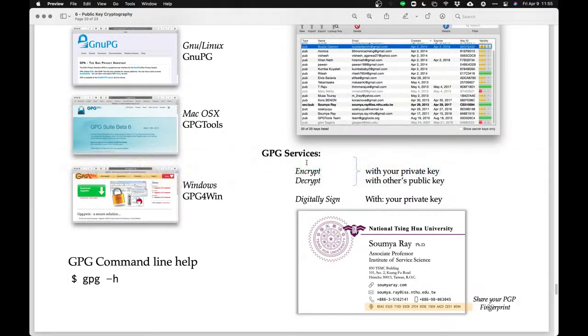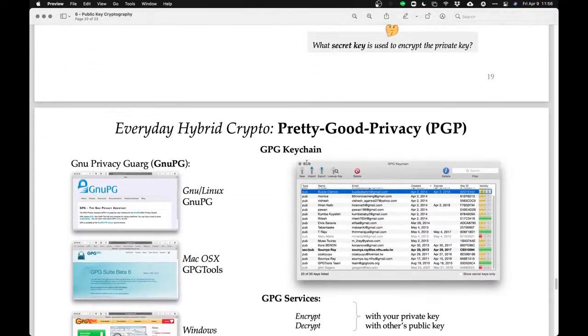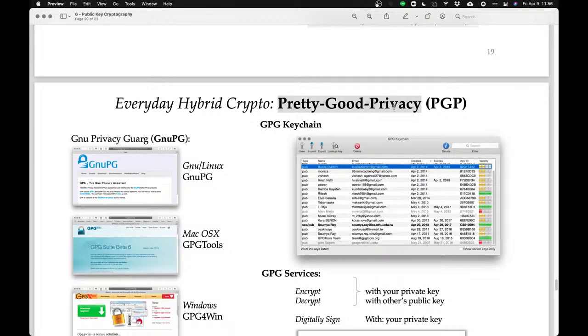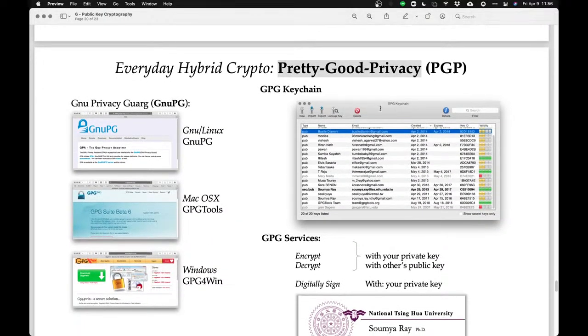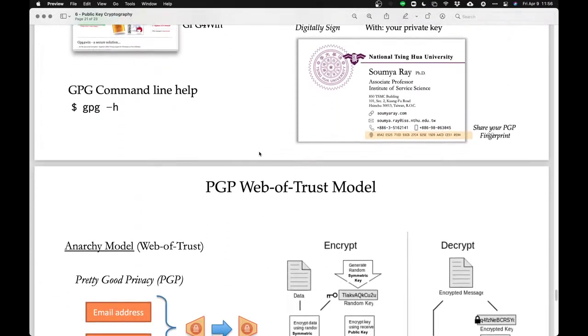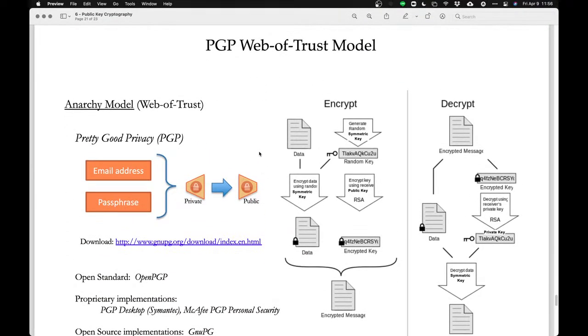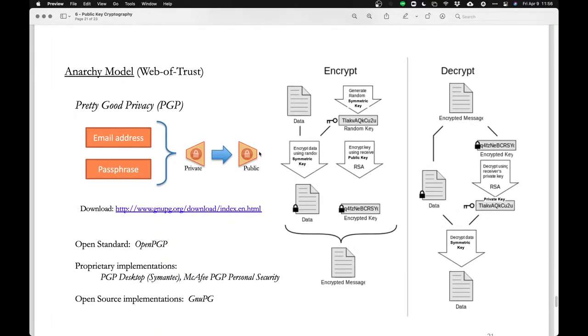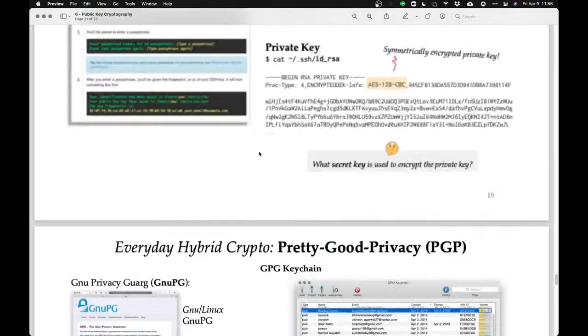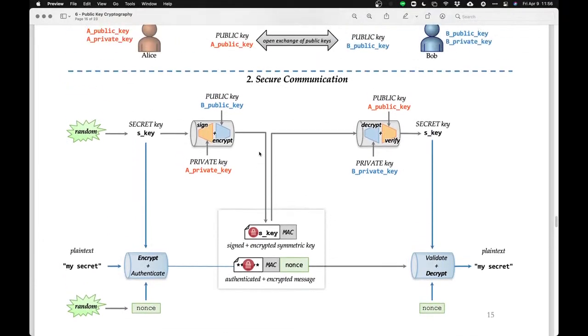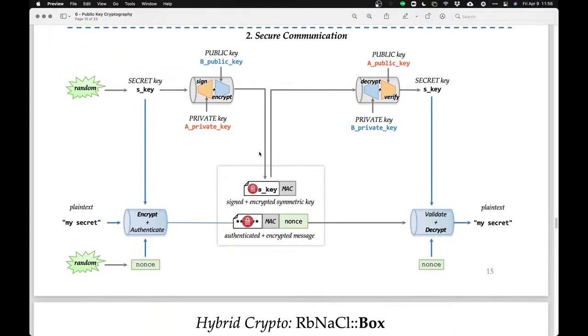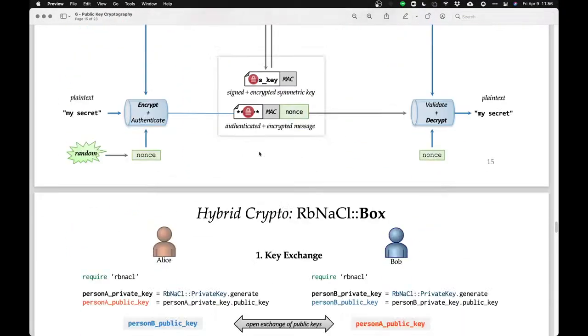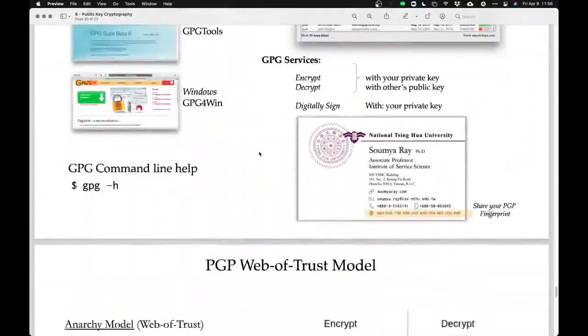Okay, question. PGP is kind of like the protocol and the technique. GPG is like the software tool. What PGP does is actually the picture I showed you before. Remember this picture I showed you before of how to use asymmetric and symmetric key crypto? All this business that RBNSL does for you? PGP does the same thing. Here's their figure.